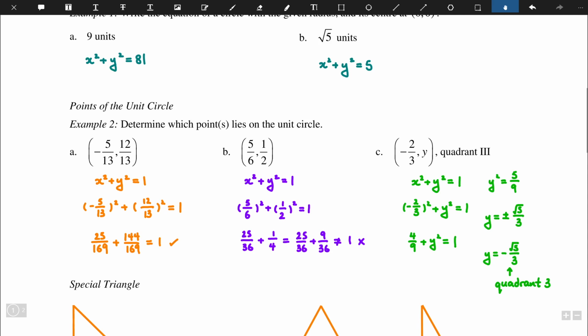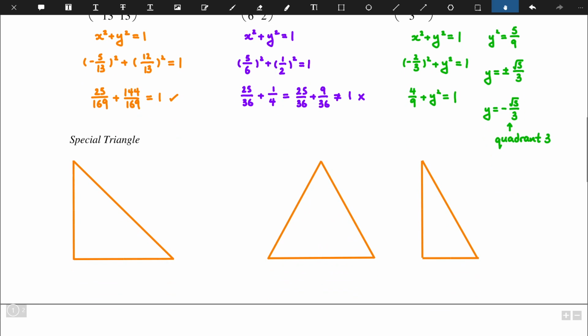Next, we're going to look at a couple of special triangles and how they relate to the unit circle. So the first special triangle is the 45, 45, 90 triangle. So the two angles here are 45 degrees each. And the angle at the base here, this is going to be 90 degrees. So it's a right angle triangle and also an isosceles triangle.